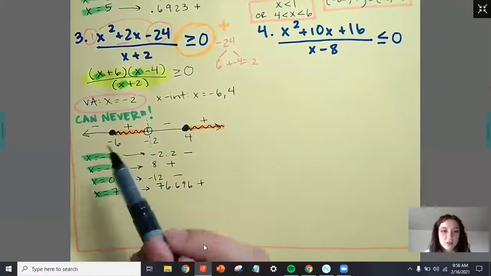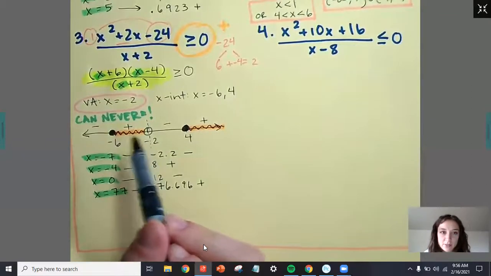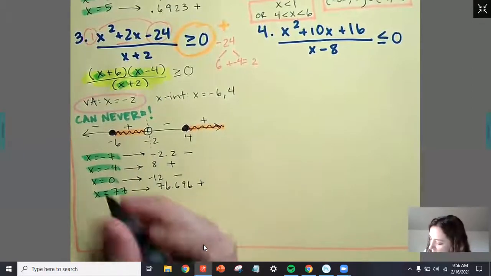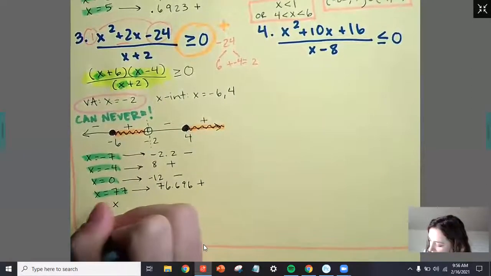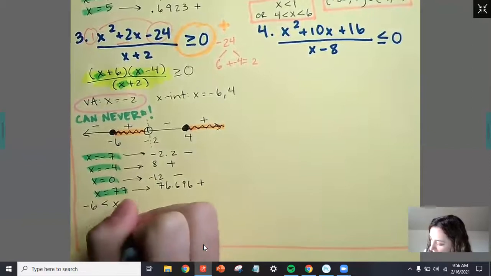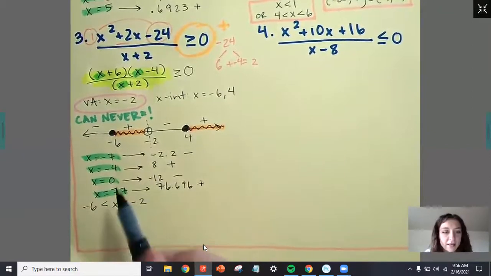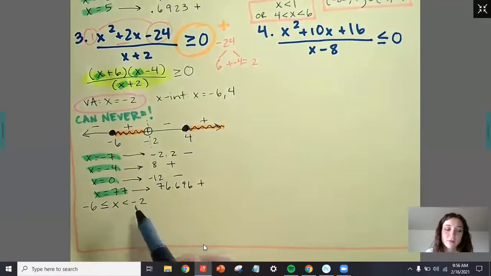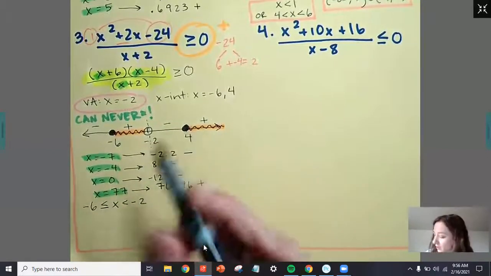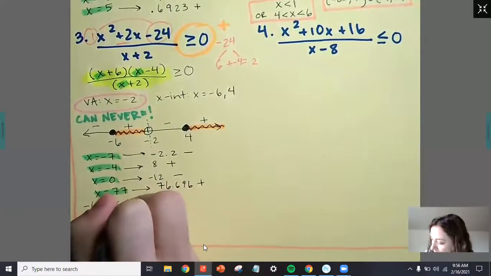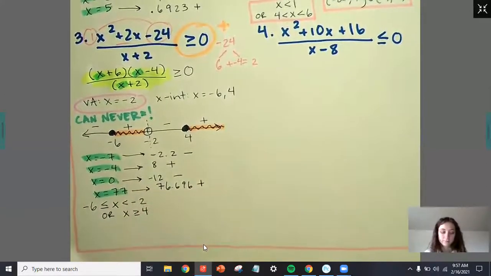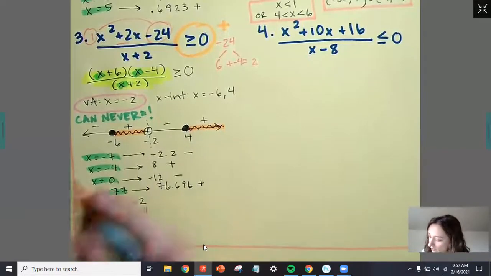Okay, so we're going to write this our two different ways. The first way is using the inequality notation. So this is between -6 and -2. It can equal -6, so I'm going to draw that equal to there, but it can't equal -2, so I'm not going to draw it there. And then we also have our interval over here, where x is just greater than or equal to 4. Okay, so that's one way we can write our answer.